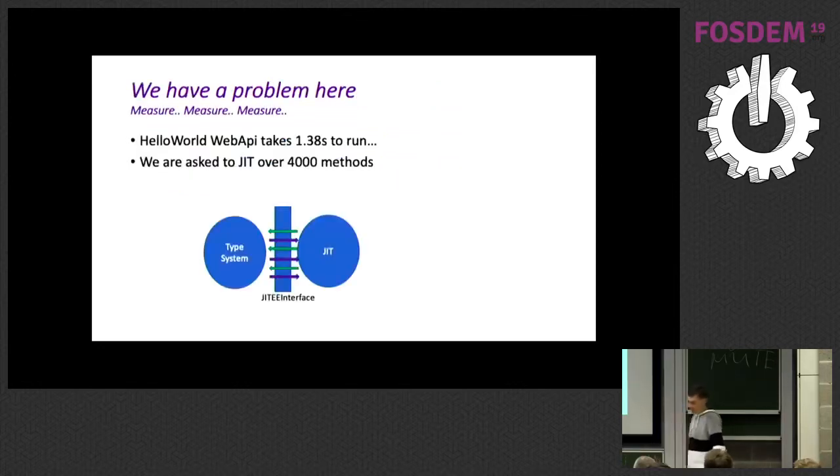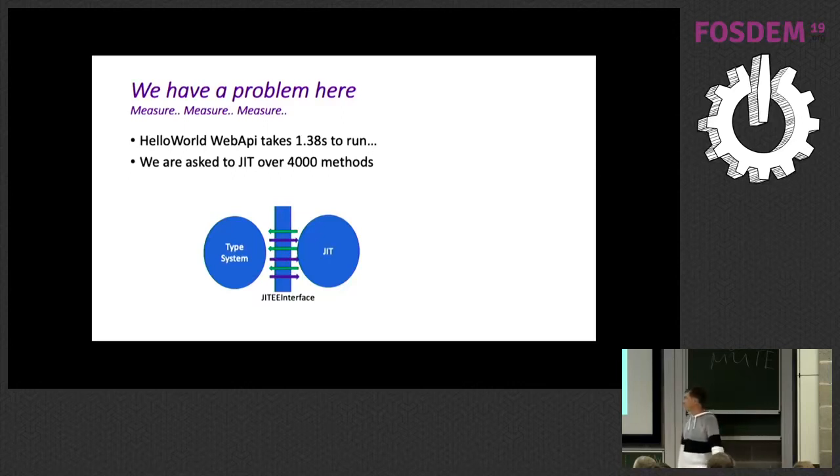So we have a problem here. Hello World takes 1.38 seconds to start up. This is not okay, because a real-world application is going to use a lot more functions than what you just saw, right? So who is liable for this? It's actually in between JIT and type system. We believe that these take about 60% of the startup time, doing all the work trying to prepare all those 4,000 methods to be JITted, and some may be wrong, and some may not be wrong.